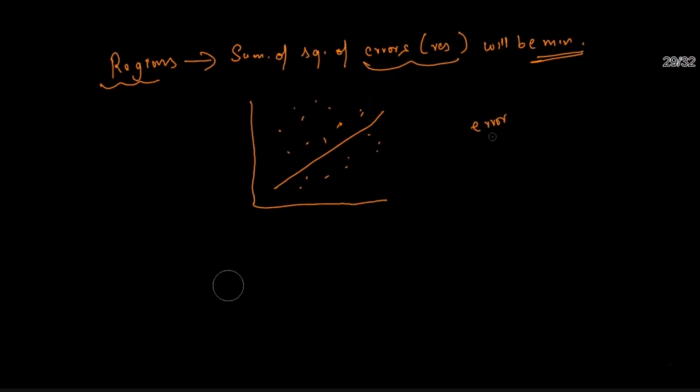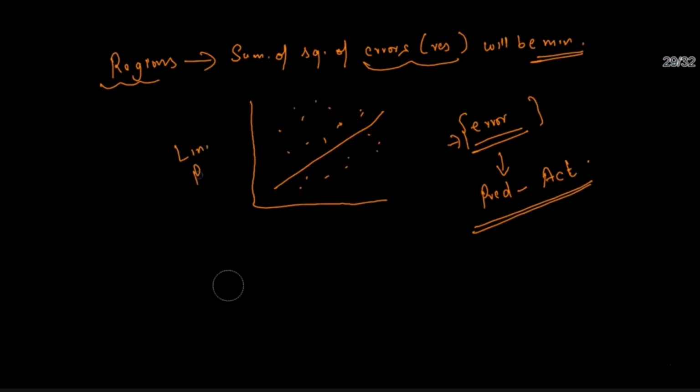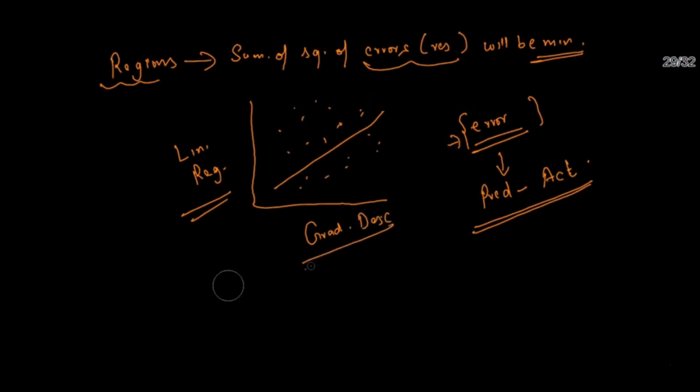So what exactly is error? You will think, what is error? Error is nothing but what I have predicted and what is the actual value, so this is exactly your error. So you have to minimize this error in your linear regression. So basically you have to minimize this error in your linear regression algorithm using something known as the gradient descent approach. Using the gradient descent approach, you have to minimize this error.